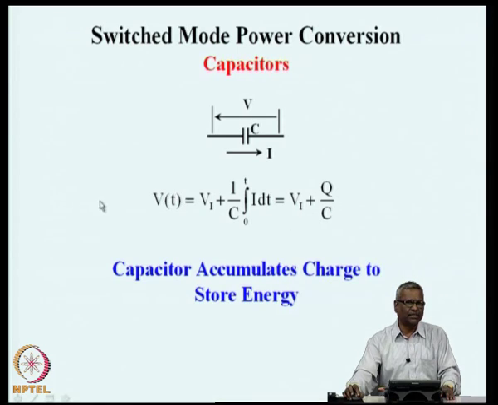So, you can see that this relationship indicates that the capacitor is capable of accumulating charge in order to store energy. The charge is accumulated on the plates of the capacitor and it appears in the form of a voltage, and a charged capacitor will have a certain voltage, and the stored energy is related to the voltage and the capacitance.